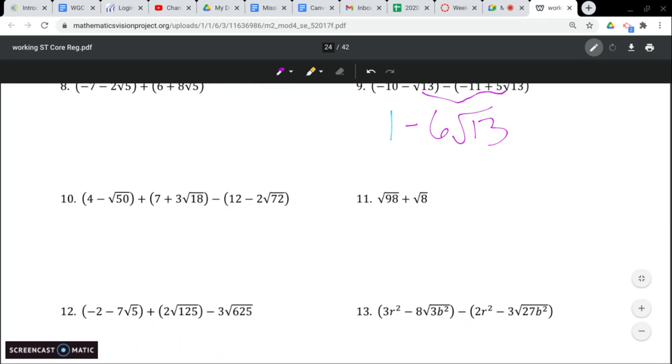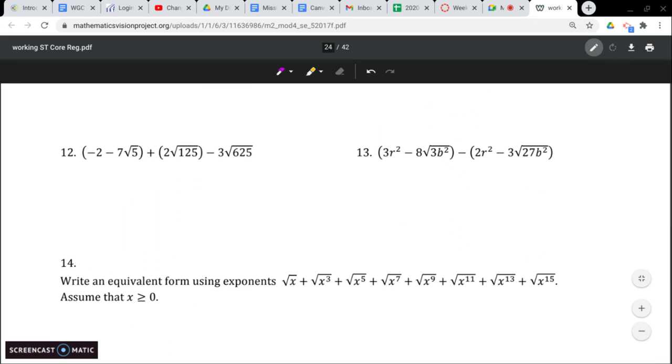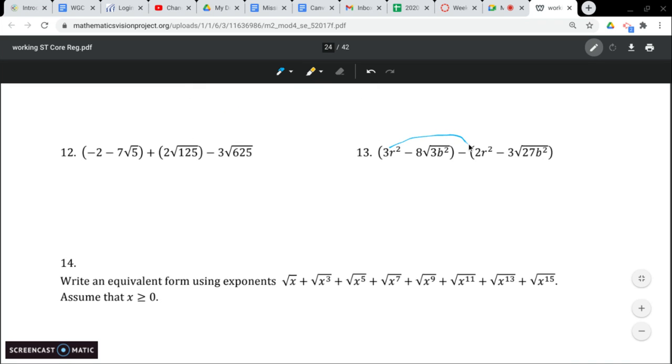All right, the next one we're looking at is number 13. So 13 throws in some variables in there. So we have 3r squared minus 8 times the square root of 3b squared minus 2r squared minus 3 times the square root of 27b squared. So in order to do these, we can do the first part for sure. They match up. So 3r squared minus 2r squared is going to give us 1r squared.